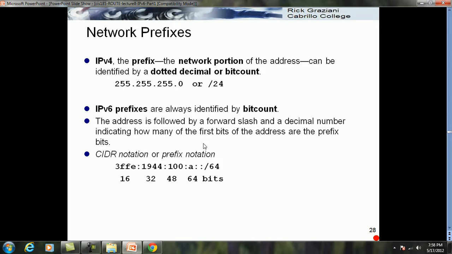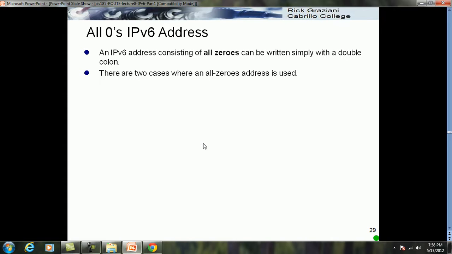This way. Okay. Now, an IPv6 address consisting of all zeros can be written simply with a double colon. See, like this, default address. You know default address called 0.0.0.0 0.0.0.0 IP route, remember?